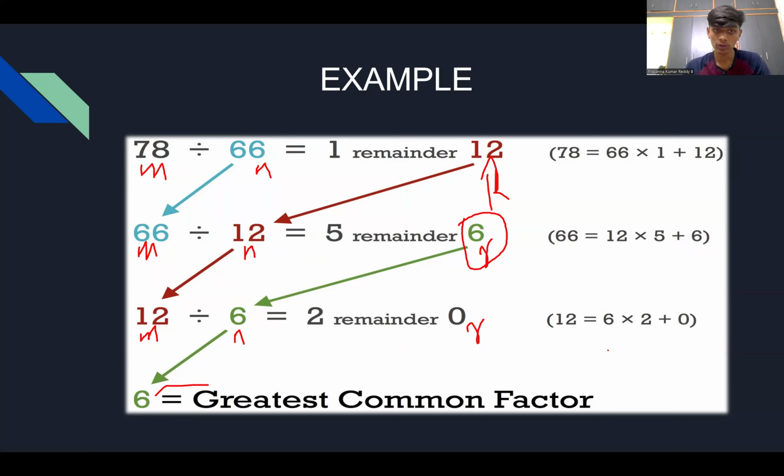So again, the 12 we are going to convert as m, and the remainder 6 we are going to convert as n. So 6 2s are 12. So the remainder will be 0. So the previous remainder is 6, so we'll take the 6 as the greatest common divisor.